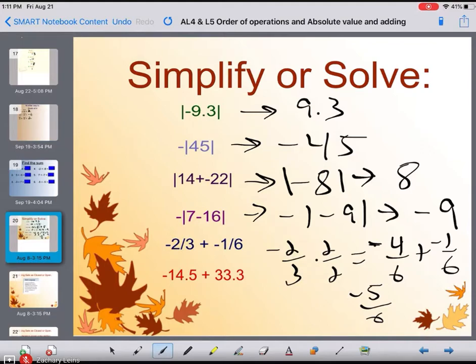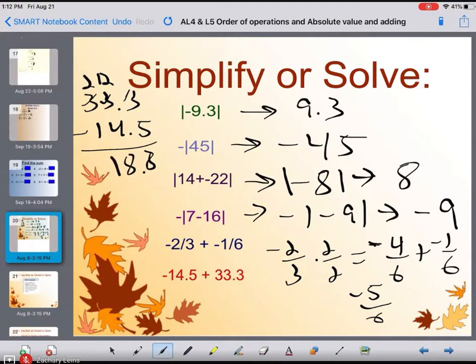And then lastly here, we get -14.5 plus 33.3. So I'm just going to do 33.3 minus 14.5. So let's make this a 2, make this a 1. 13 minus 5 is 8. Keep that decimal point down there. 12 minus 4 is 8. And then 2 minus 1 is 1. So therefore we get 18.8. And then 33.3 was positive and it's larger, so it's going to keep the positive, the 18.8.